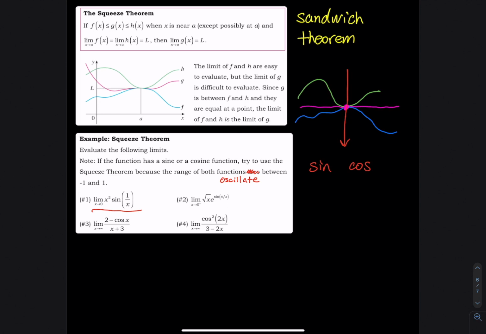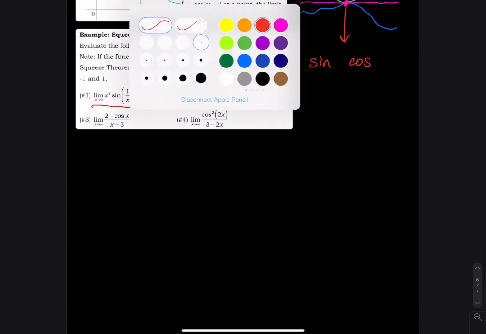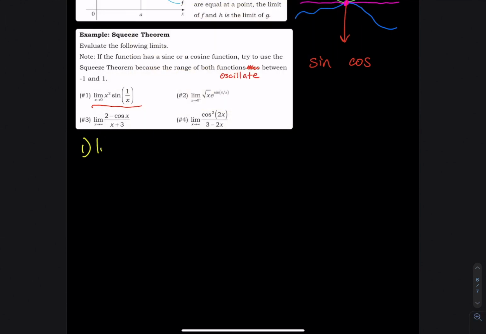So let's go ahead and solve the first problem. It's pretty easy. So the first problem, we have the limit as x approaches 0 of x squared times sine of 1 divided by x. Let's read the note. If a function has a sine or a cosine function, try to use the squeeze theorem because the range of both functions oscillates.